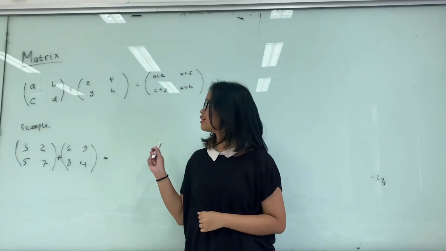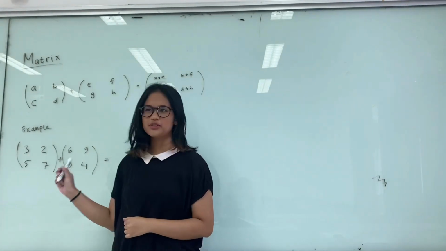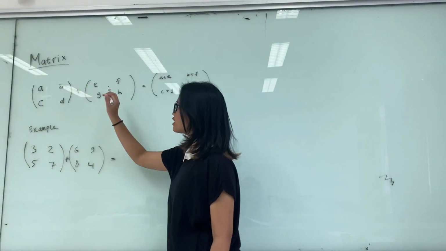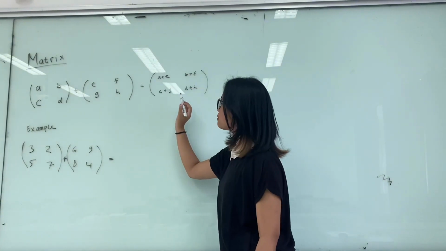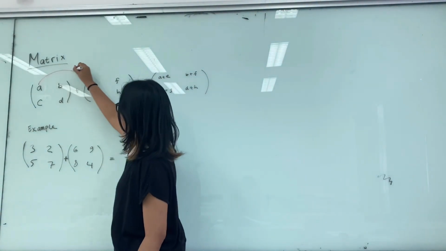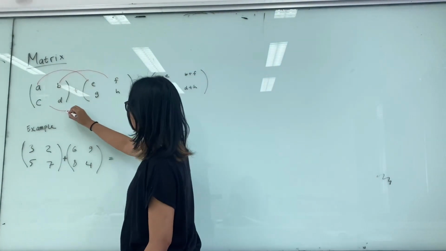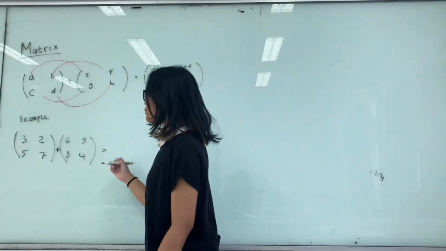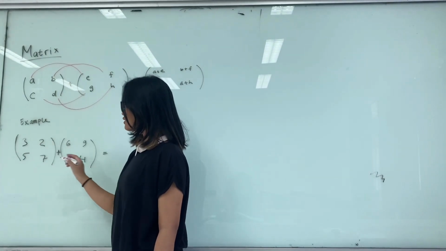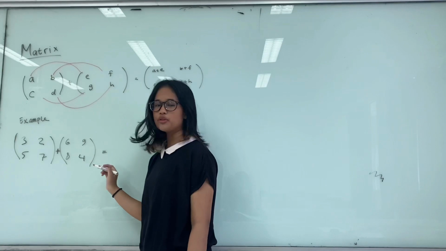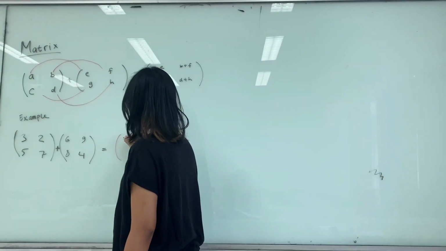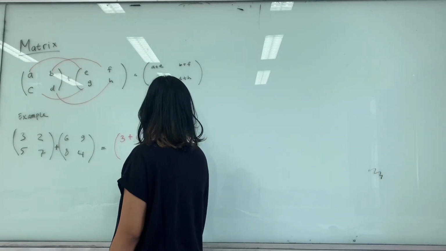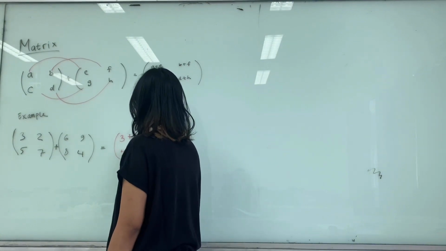Okay, so now we're going to study addition of 2 times 2 matrices. The formula is matrix A, B, C, D plus matrix E, F, G, H. If we add them, we get A plus E, B plus F, C plus G, and D plus H. Like so. For example, we have matrix 3, 2, 5, 7 plus matrix 6, 9, 8, 4, which means 3 plus 6, 2 plus 9, 5 plus 8, and 7 plus 4.